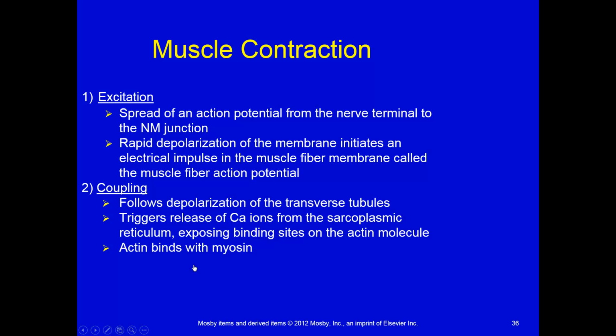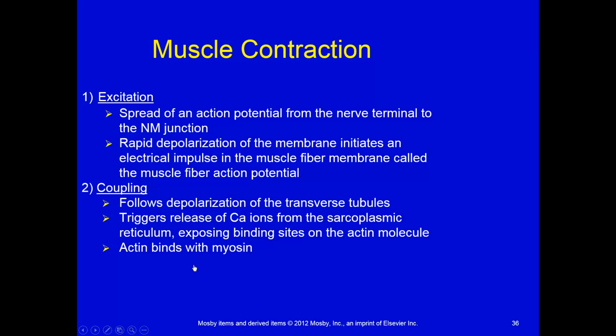When calcium binds here or connects to this tropomyosin site, it sends a signal to troponin to move out of the way and allow for the actin and the myosin to connect. When they connect, they couple and they pull each other in and allow for muscle contraction. So this coupling triggers release of calcium ions, exposing the binding sites on the actin molecule, and then actin binds with myosin.